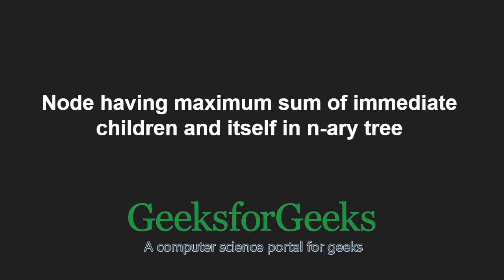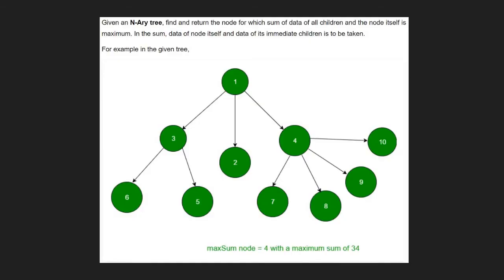In this video, we are going to understand the program which helps us in finding the node having maximum sum of immediate children and itself in an n-ary tree. First, let us take an example. In this example, max sum node will be 4 with the sum of its children as 34.